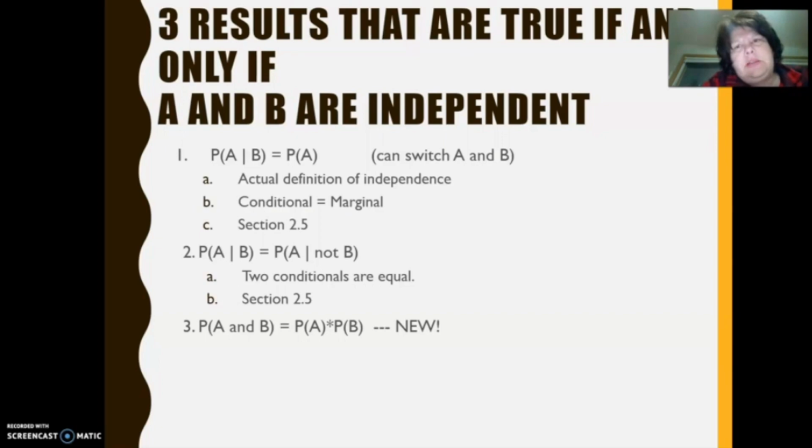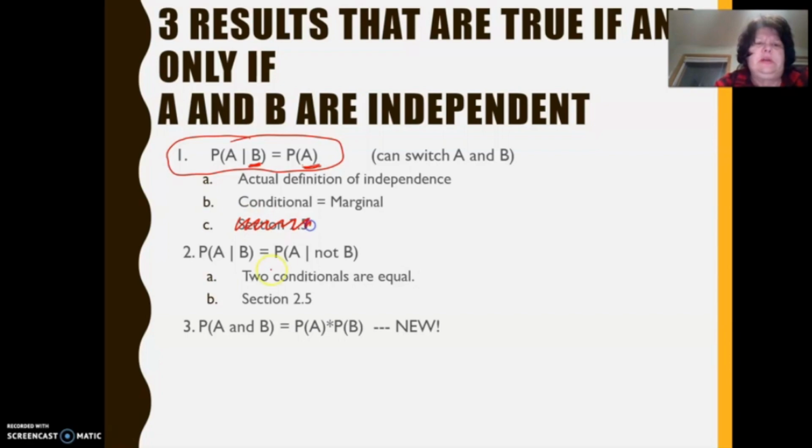So we have 3 results that are true if and only if A and B are independent. So the first rule or result is that P of A given B equals P of A. That's the definition of independence. So it means whether B happened or not, here it happened, here it didn't, A stays the same. And you don't have to worry about this reference here.